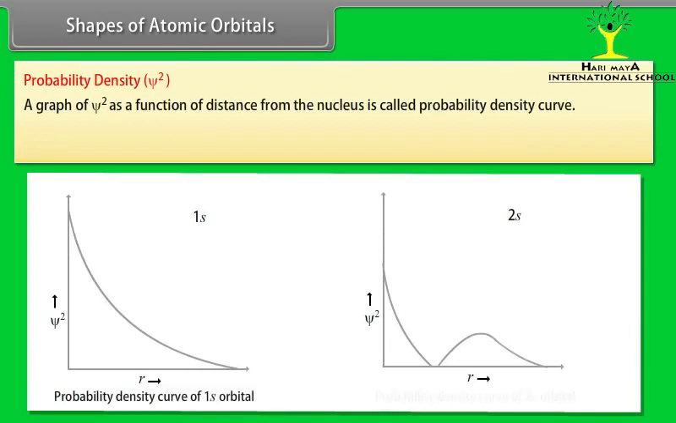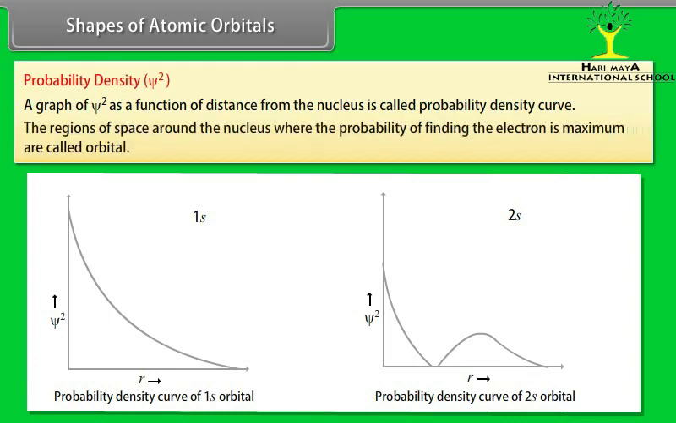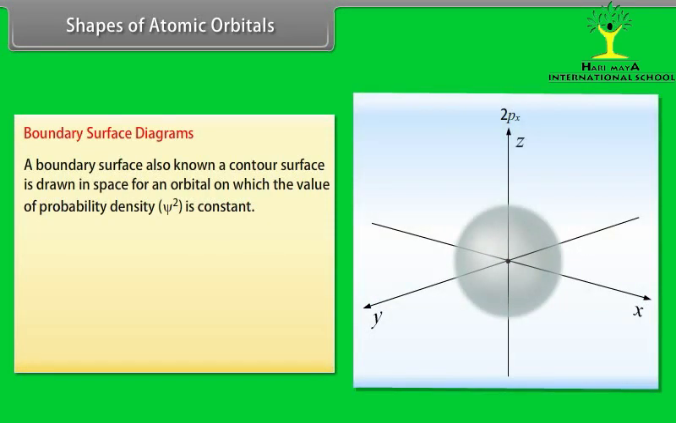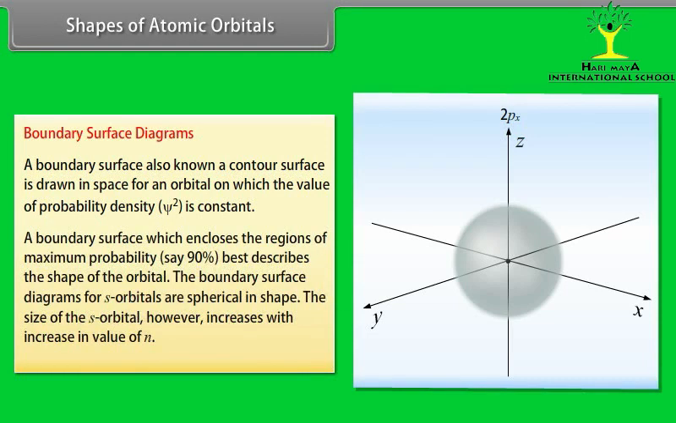Probability density. A graph of psi square as a function of distance from the nucleus is called a probability density curve. The regions of space around the nucleus where the probability of finding the electron is maximum are called orbitals. Boundary surface diagrams. A boundary surface, also known as a contour surface, is drawn in space for an orbital on which the value of probability density psi square is constant. A boundary surface which encloses the regions of maximum probability, say 90%, best describes the shape of the orbital.